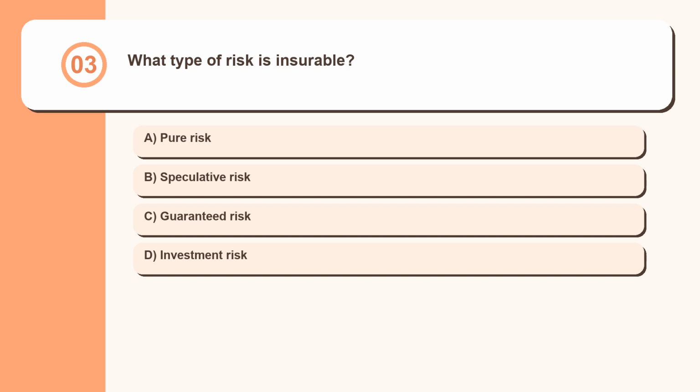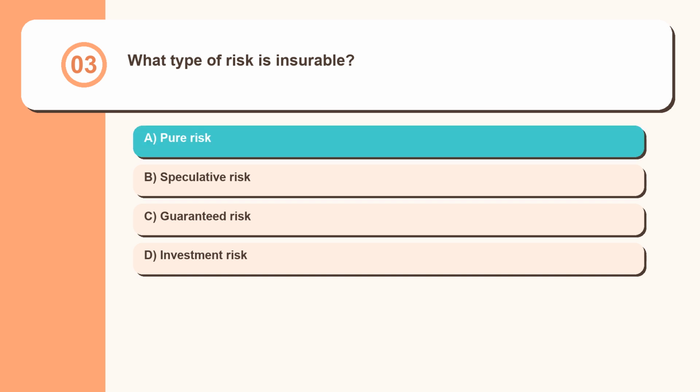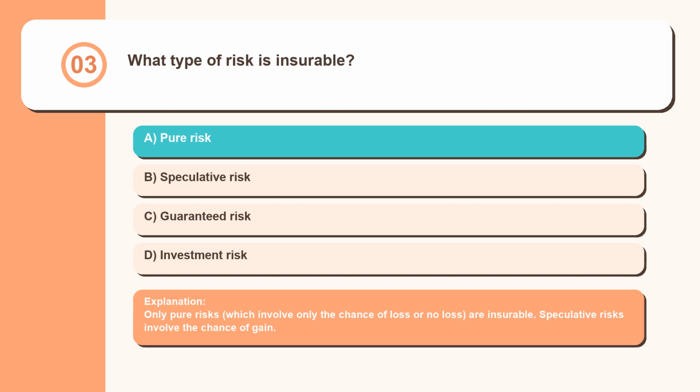Question 3. What type of risk is insurable? Pure risk, speculative risk, guaranteed risk, investment risk. Only pure risks, which involve only the chance of loss or no loss, are insurable. Speculative risks involve the chance of gain.